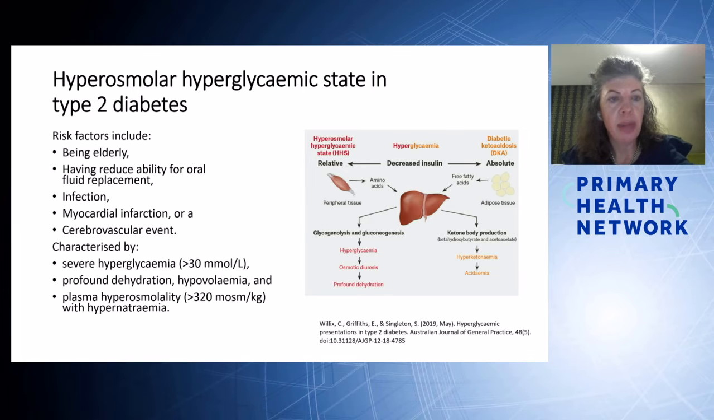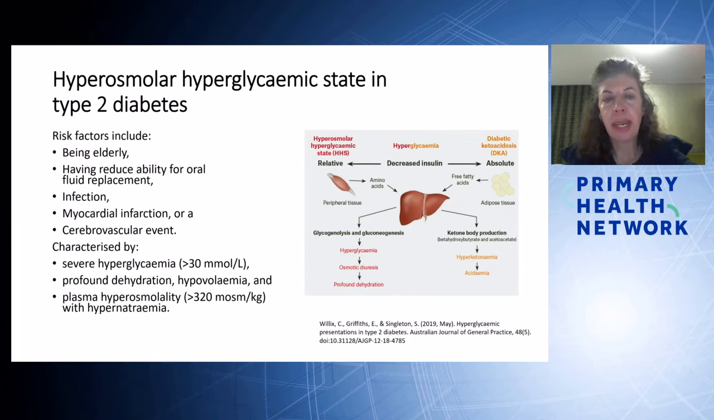So hyperosmolar hyperglycemic state in type 2 diabetes happens a lot in aged care residents. It's very quick and very hard to recover from this. So risk factors of being elderly and dehydration. So residents who can't leave their bed and get a glass of water, or the glass of water is too far from their bed, or they've had the glass of water but can't refill the jug into the glass.